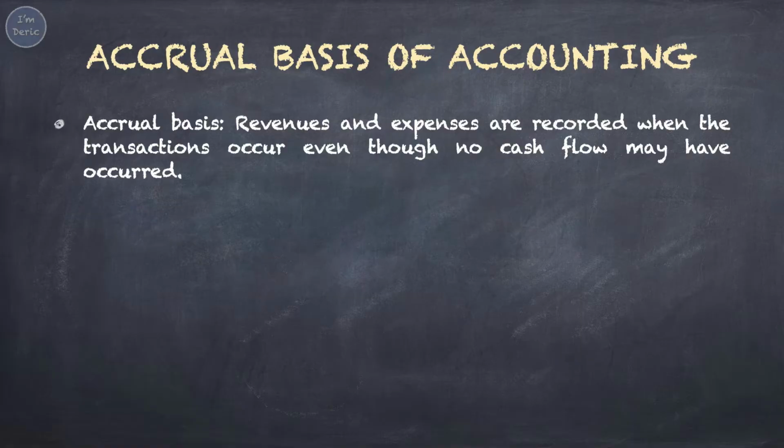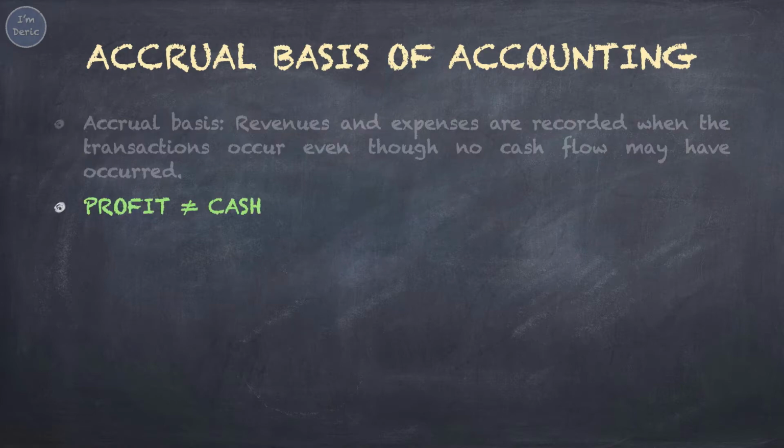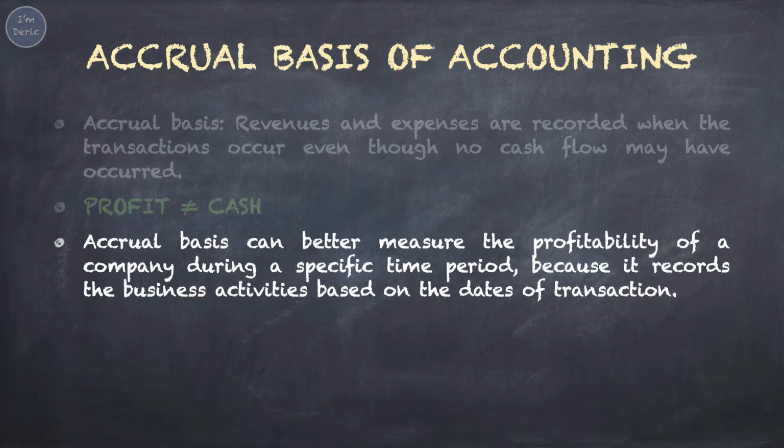Accrual basis means revenues and expenses are recorded when the transactions occur, even though no cash flow may have occurred. So, profit shown in income statement is not the amount of cash we earn. In income statement, we have included some non-cash items as well, such as depreciation. We don't really pay for depreciation, that's why net profit is not cash. Accrual basis can better measure the profitability of a company during a specific time period, because it records the business activities based on the dates of transaction.